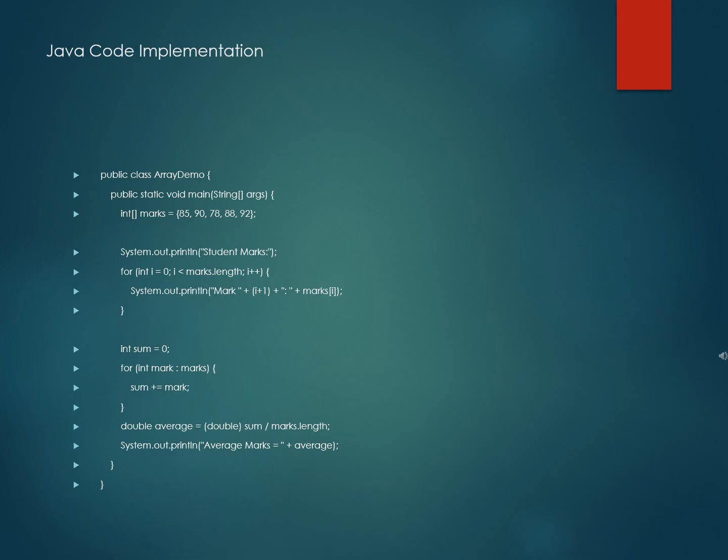Then we calculate the total sum of all marks using an enhanced for loop, also called the for-each loop. This loop is simpler when we just want to process each element without worrying about the index. Finally, we divide the sum by the number of elements to calculate the average marks. This small program demonstrates how arrays help us manage multiple values in a clean and organized way.